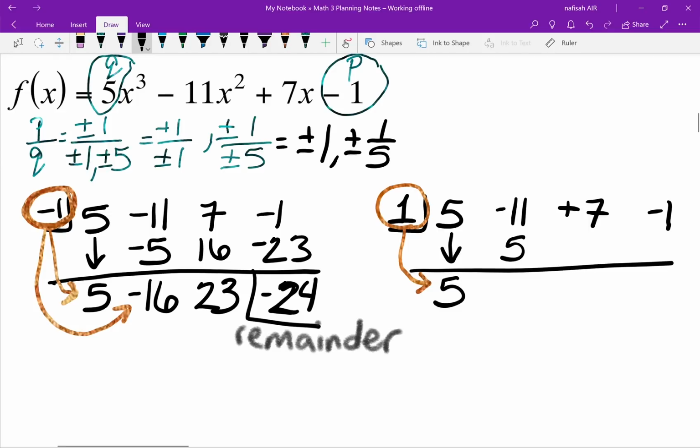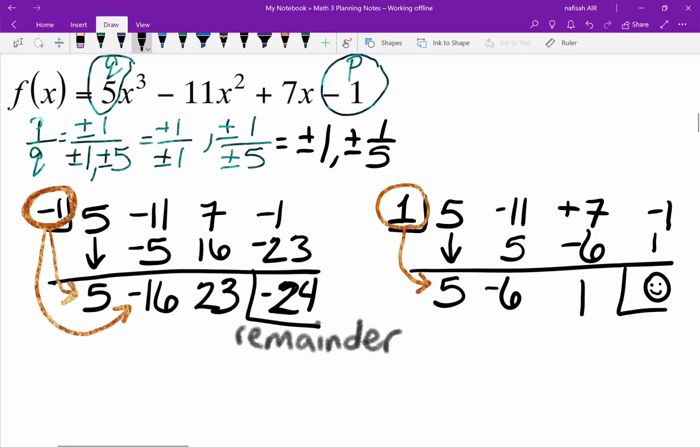So now I have negative 11 plus 5. Negative 11 plus 5 is negative 6. Start all over again. 1 times negative 6 is negative 6. Do the math. 7 minus 6 is 1. Multiply 1 times 1. 1 times 1 is 1. Do the math. Negative 1 plus 1 is 0.